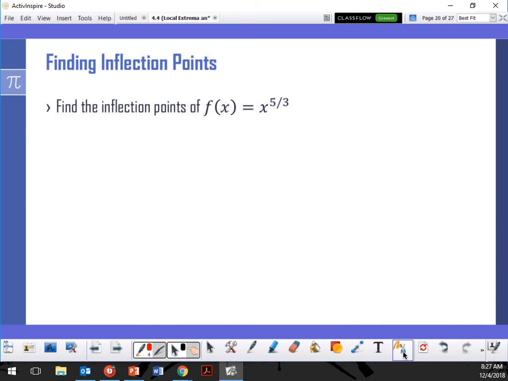Don't look at that. There we go. Spoilers. I took a picture. Okay. All right. That's pretty. So you ready? Find the inflection points of that. Okay, go.